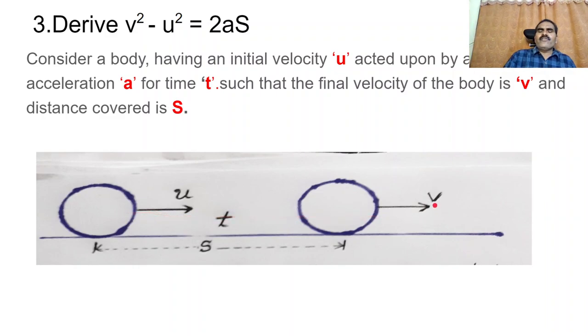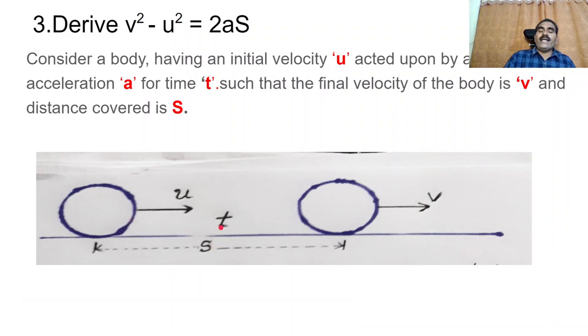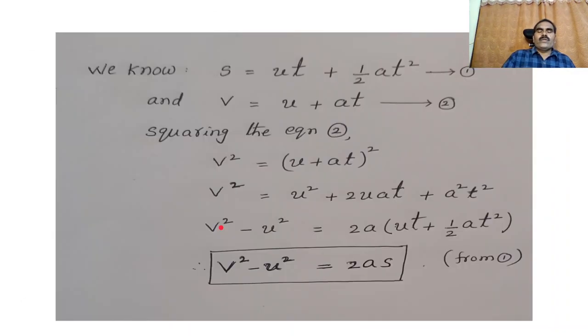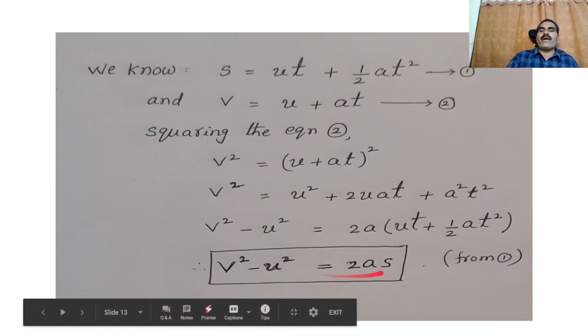Let V be the final velocity after T seconds. And also, let S be the distance traveled by this moving body in T seconds. So, what is our aim? Our aim is to find out V square minus U square is equal to 2As. In order to derive this, we have to use two equations of motion. What are the equations of motion?